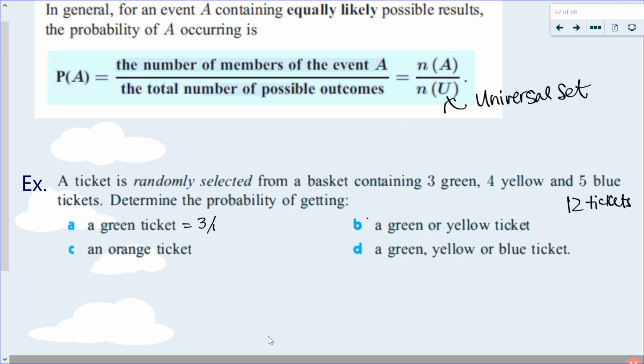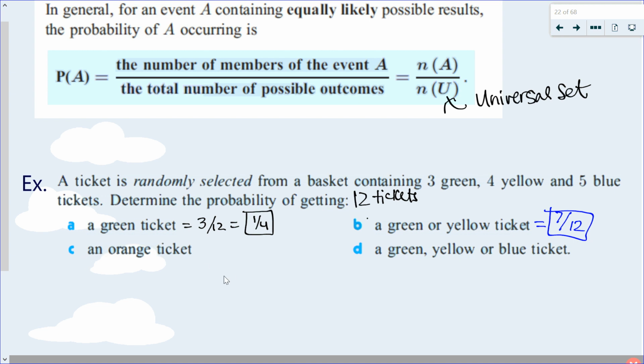So it's 3/12. If we want to reduce, that's 1/4, or a probability of 0.25. Then we have a probability of a green or yellow ticket. So we'll be happy if we get a green or a yellow. So what we'd have to do is sum up green and yellow. So green and yellow, that is a 7 out of 12 probability. No need to reduce there. So probability of getting a green or a yellow is 7 out of 12.